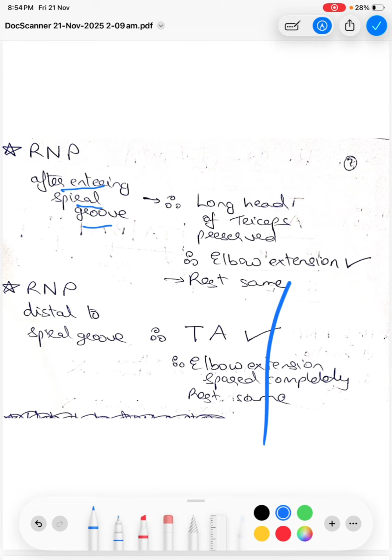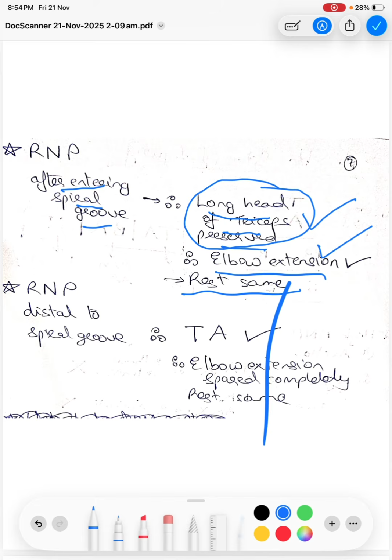So what is preserved? What was the supply before entering the spiral groove? It was supplying the long head of triceps. So after entering the spiral groove, long head of triceps supply is preserved. So which function will be preserved? The elbow extension will be preserved. So definitely there might be some weakness because medial and lateral head of triceps are gone. But as it is after entering the spiral groove, long head of triceps supply is preserved. So elbow extension is preserved. Rest is same. What is same? Wrist drop is same. Finger drop is same. Thumb drop is same. Okay.